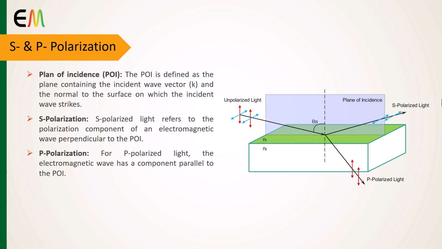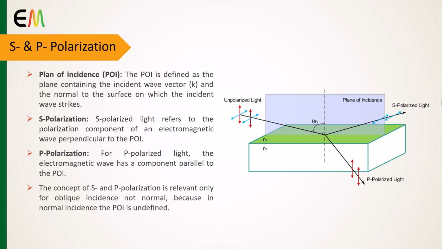The understanding of S and P polarization is crucial in many optical applications, such as designing polarizers, optical coatings, and laser systems. The concept of S and P polarization is relevant only for oblique incidence, not normal, because in normal incidence, the POI is undefined. When the light hits the surface, there is no specific orientation related to the POI, as all directions perpendicular to the propagation are equivalent.